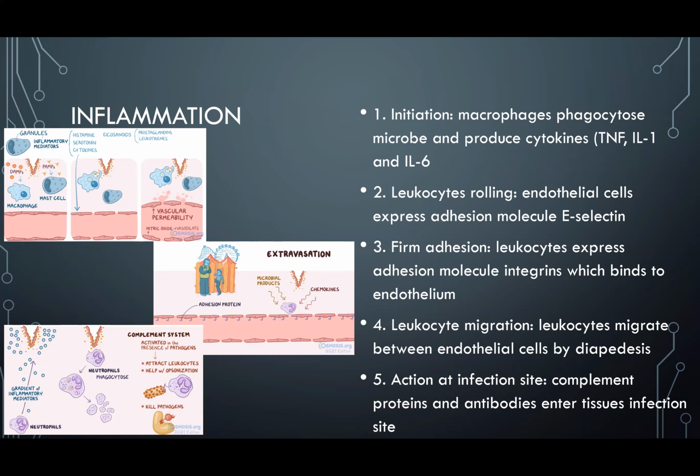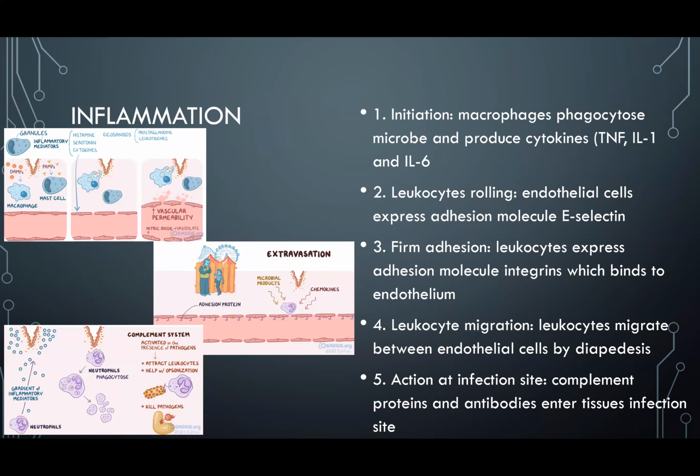Mast cells release histamine, which attracts leukocytes. Number 2 is leukocytes rolling. These cytokines allow endothelial cells to express the adhesion molecule E-selectin. Neutrophils attach to the endothelium, but blood flow disrupts this binding. Bonds form downstream, so the repetitive process leads to leukocytes rolling along the endothelial surface.